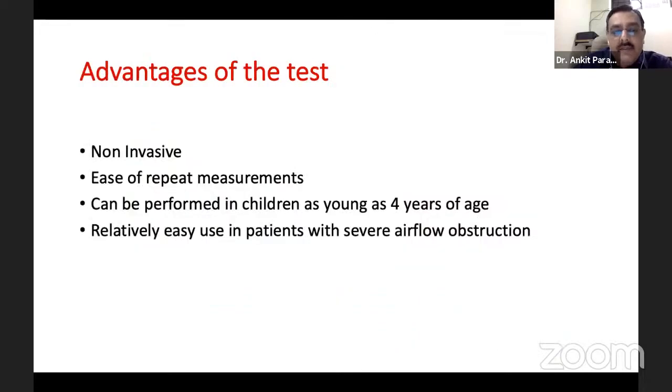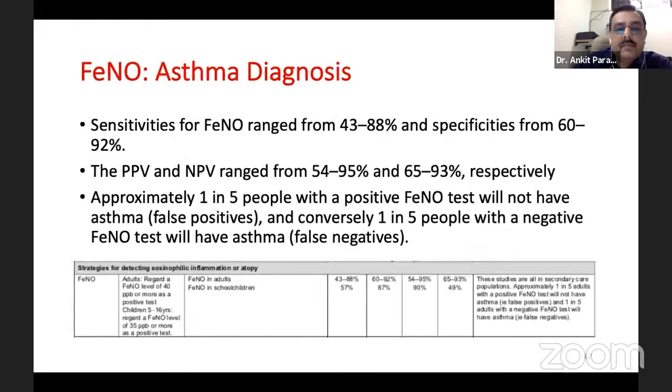So it is a non-invasive test. You can repeat it. It can be performed in children as young as 4 years of age. It is relatively easy to use even in patients with severe airflow obstruction.